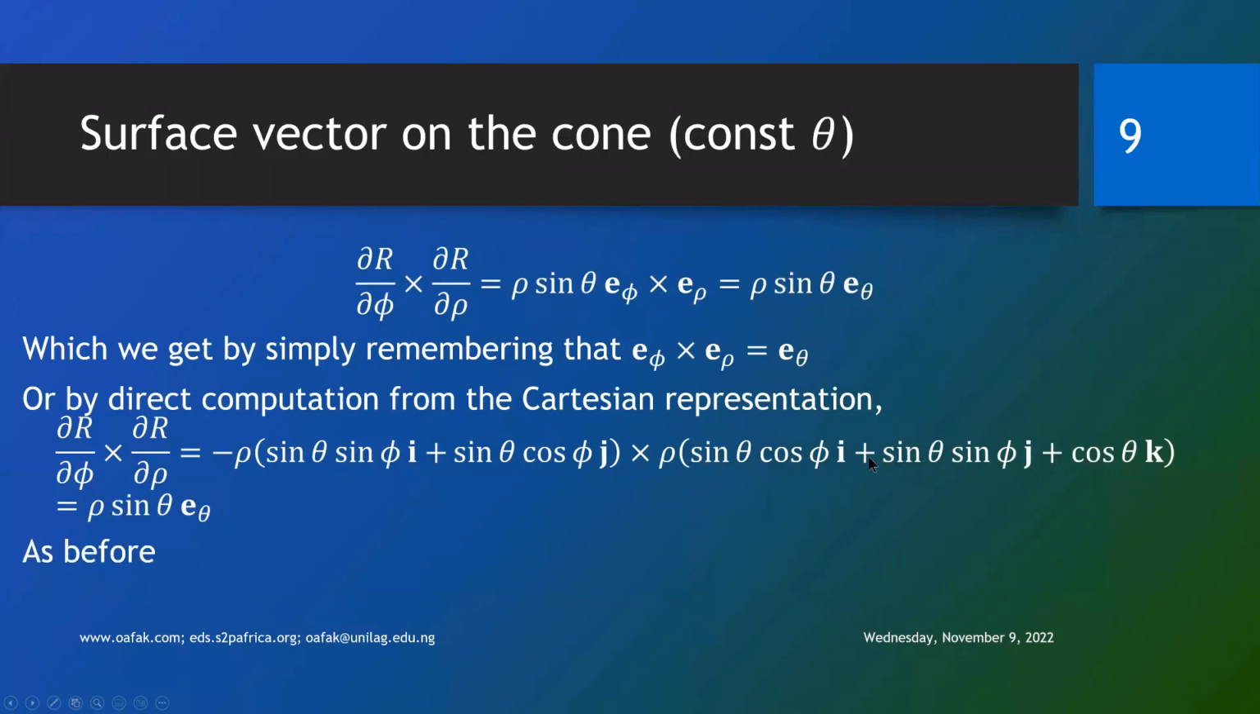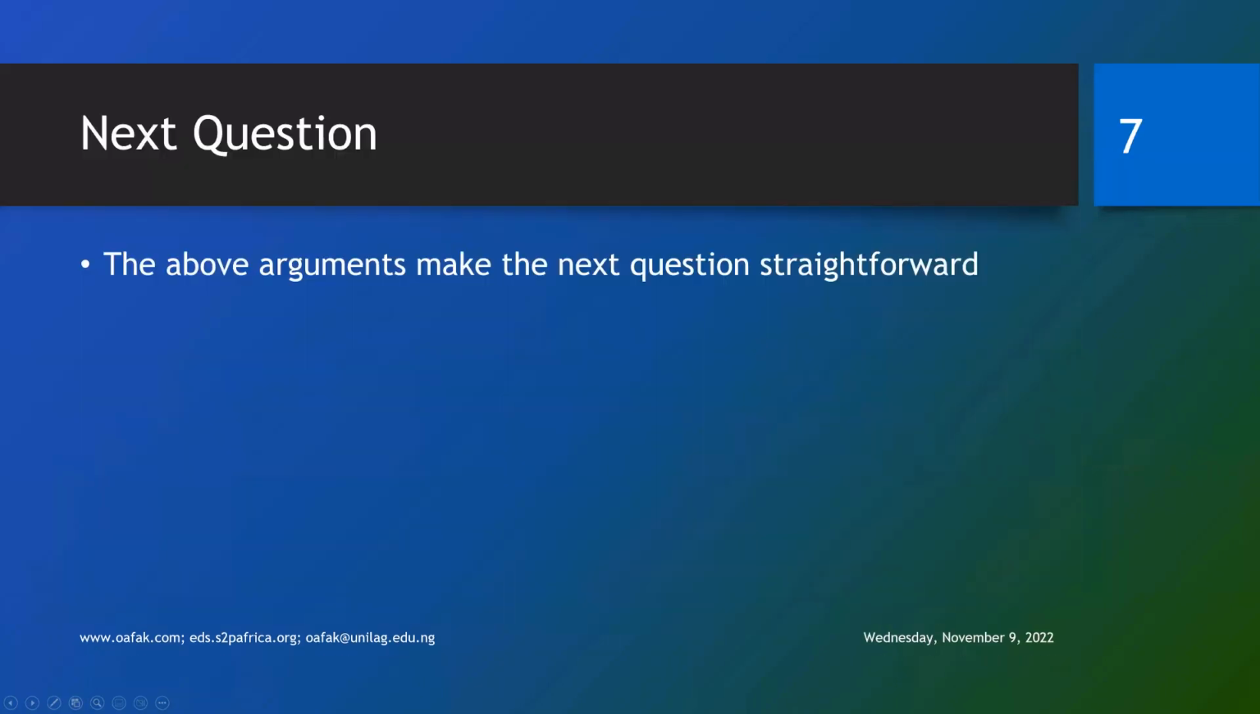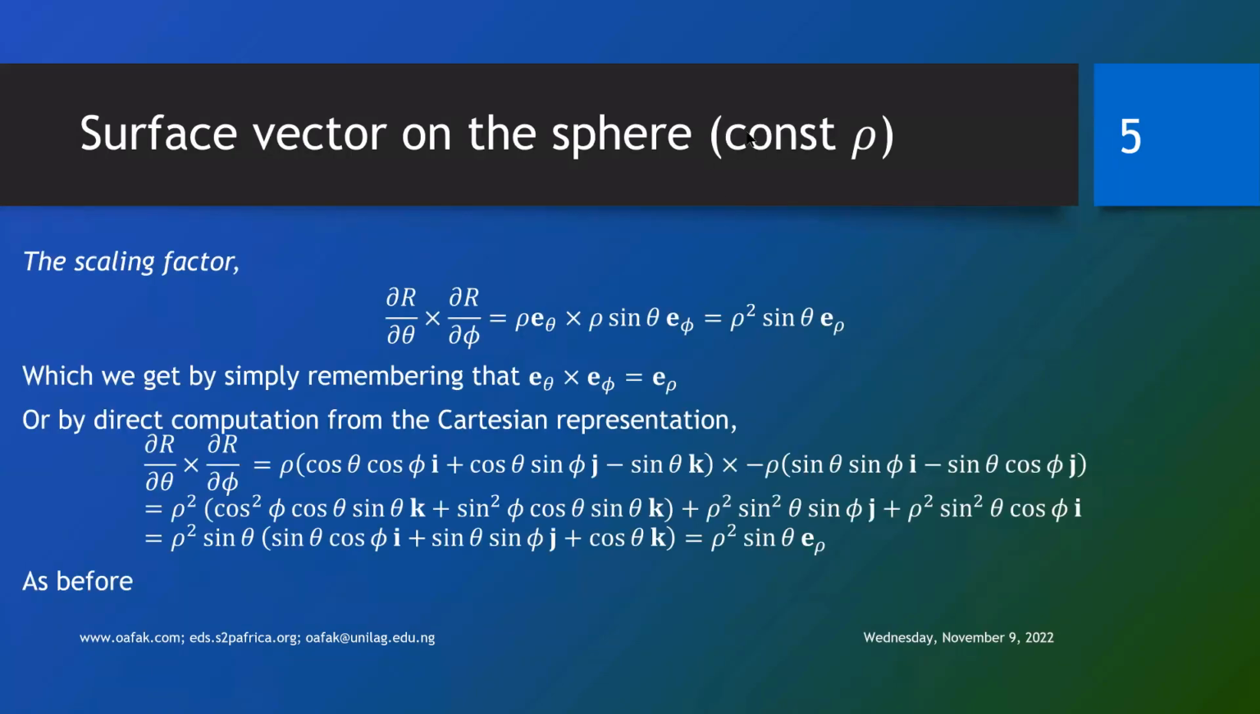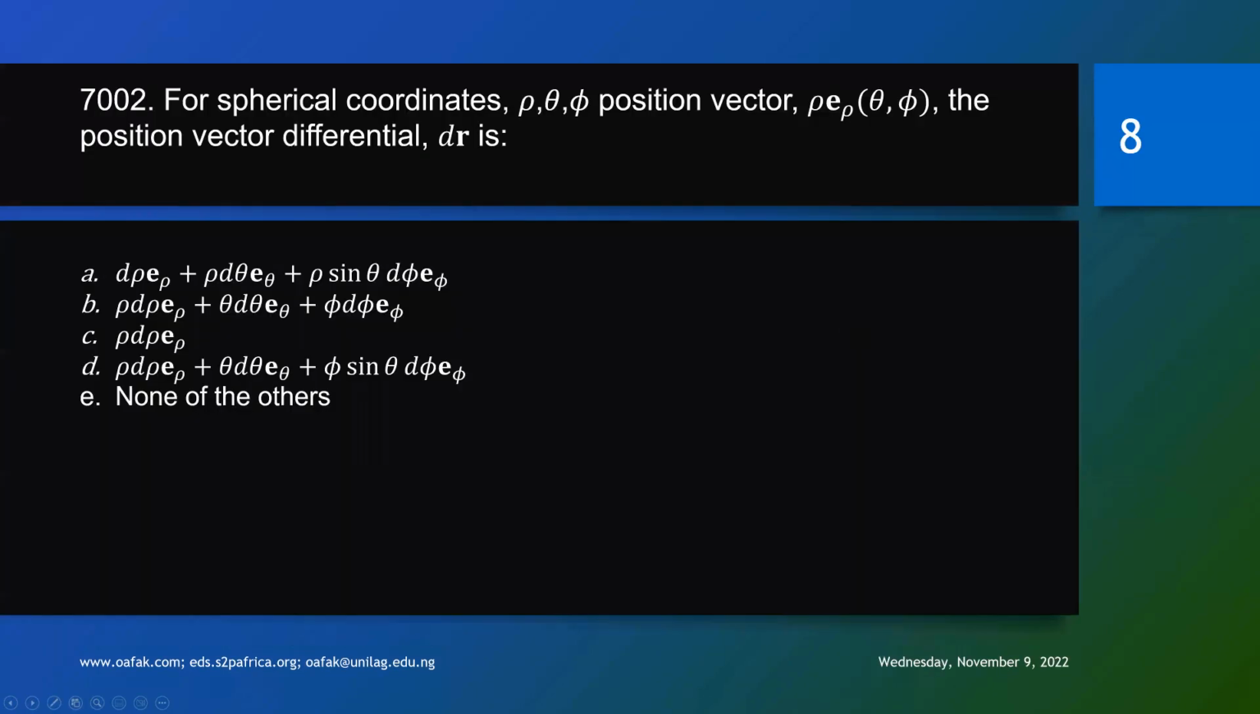If you work it out, you can see that it's now rho sine theta e theta. The other one was rho squared sine theta e rho. So this one is rho sine theta e theta. Just notice, if you are cramming, you are going to get into some problems. This is rho squared sine theta e rho here, whereas the other one is rho sine theta e theta.